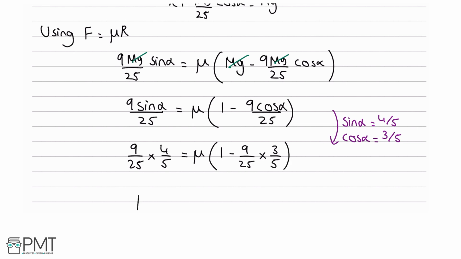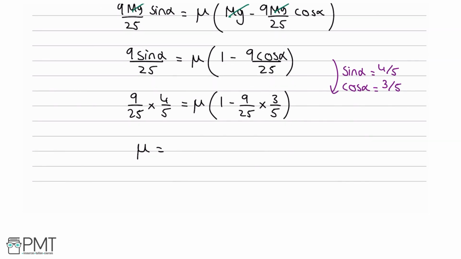What we can then do is rearrange for mu. So mu would be 9 over 25 times 4 over 5, all divided by 1 minus 9 over 25 times 3 over 5. And if you put this into your calculator, what you would get is an answer of 18 over 49.